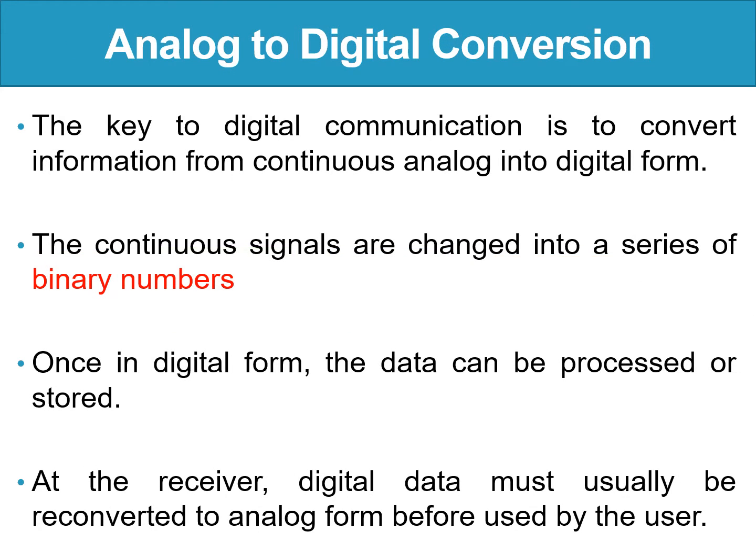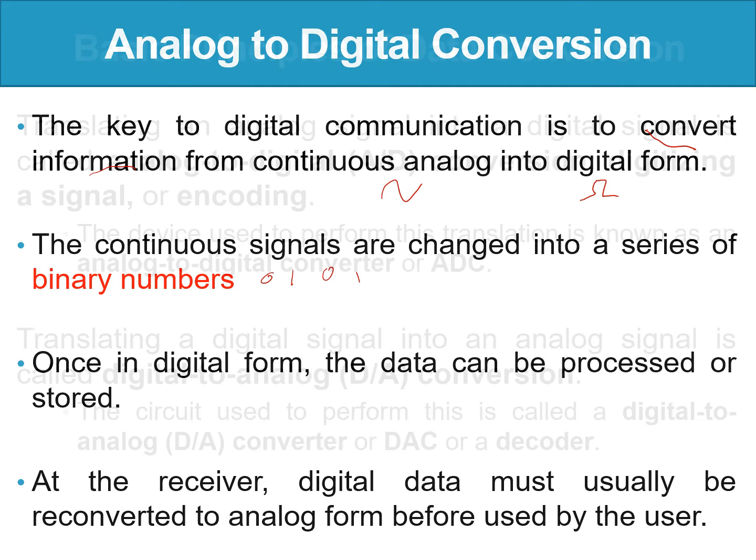Analog to digital conversion: the key to digital communication is to convert the information signal from continuous analog to digital form. So the continuous signal is changed into a series of binary numbers, 0101. Once in digital form, the data can be processed or stored. At the receiver, the digital data must usually be converted to analog form before use by the user.